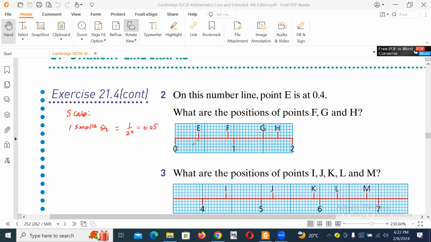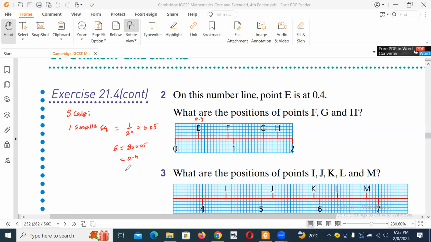1 divided by 20 is equal to 0.05. If you check E, which they already mentioned, it is 0.4. We can straight away check how many boxes we have: 1, 2, 3, 4, 5, 6, 7, 8. So for point E, 8 multiplied by 0.05 gives exactly 0.4, and it is given as well. Now what is point F? For point F, we have 18 boxes, because from 0 to 1 we have 20 small boxes. Before 1 we have 2, so that means it represents 18.